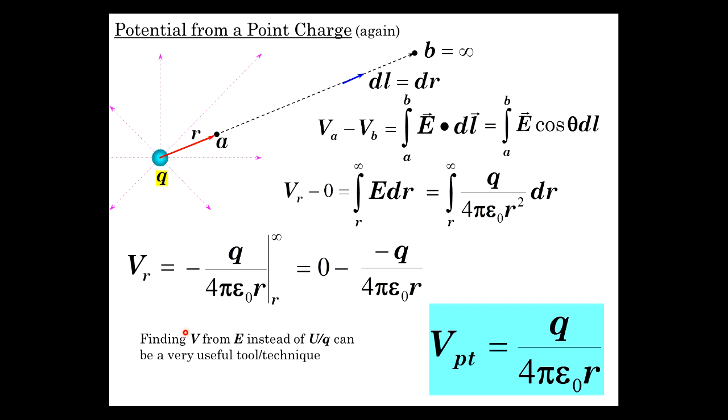Now finding V from the electric field instead of energy per charge should give us the same result, but can be very useful and typically a lot easier. We just have to integrate the E field through space to figure out the potential difference between those two regions of space from a point charge, or actually from any charge distribution. That general idea will work as well. Woohoo! That's great.